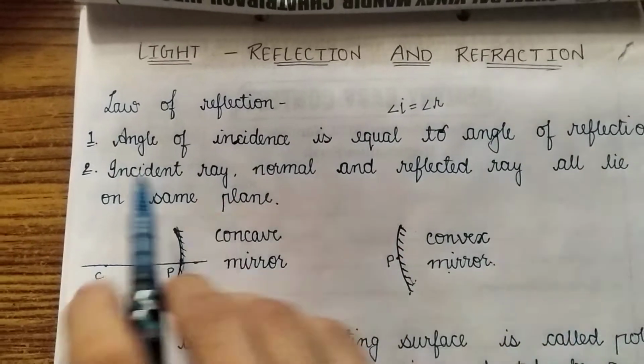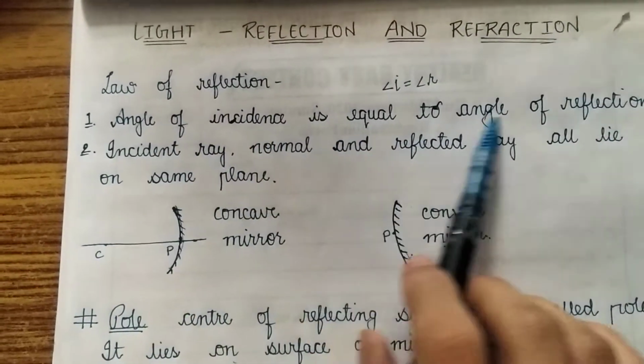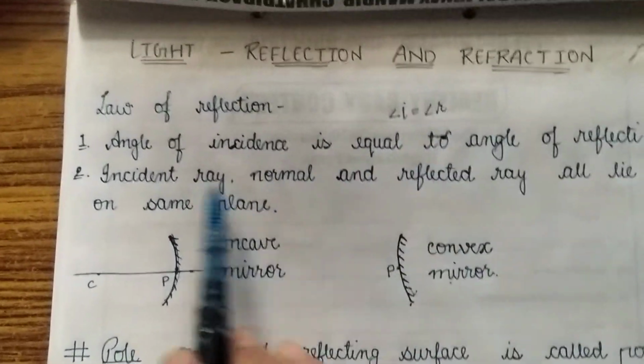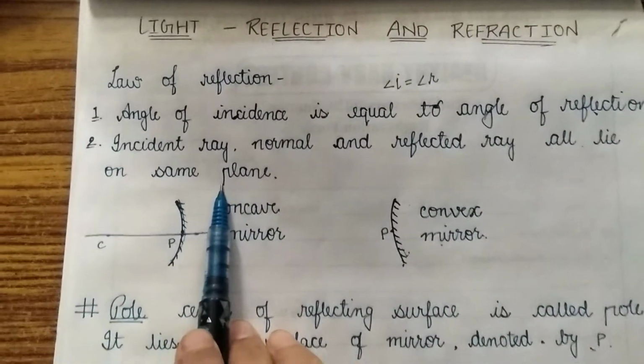Now first we will see the law of reflection. The law of reflection means the angle of incidence is equal to the angle of reflection, that is angle I is equal to angle R. Second, the incident ray, normal ray and reflected ray all lie on the same plane.